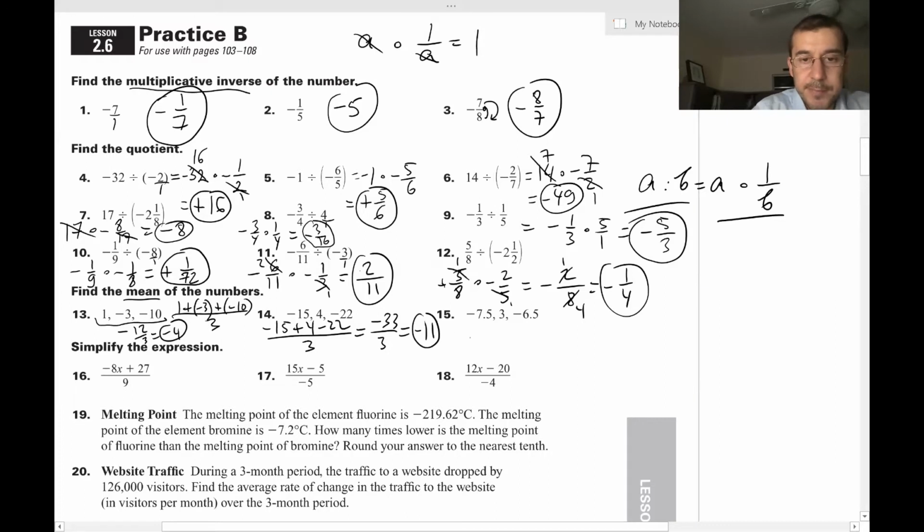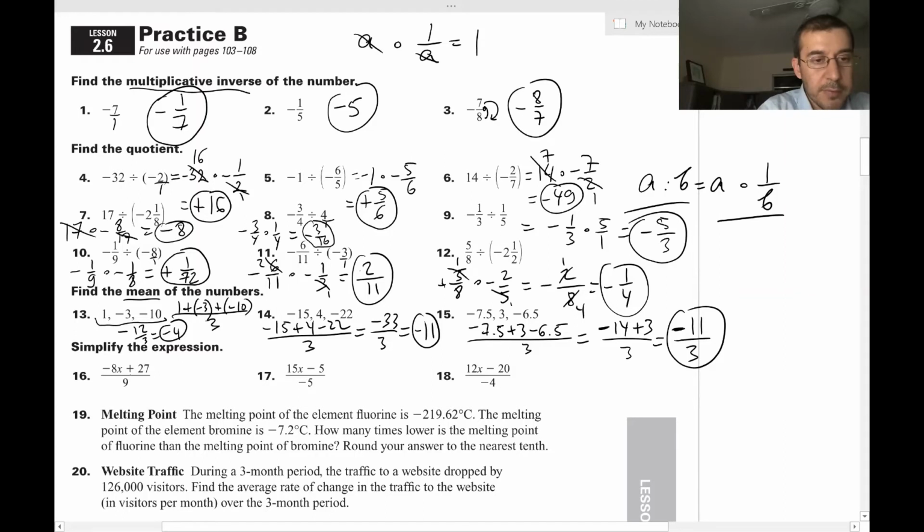And then number 15, we have minus 7.5 plus 3 and minus 6.5 divided by 3. Minus 7.5 and minus 6.5 is minus 14, and then plus 3 over 3, or this is minus 11 over 3, right? Because 14 is greater than 3, so we take the sign before 14, and then 14 minus 3 is 11. Minus 11 over 3.